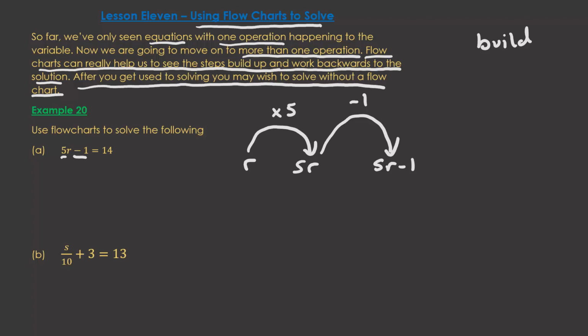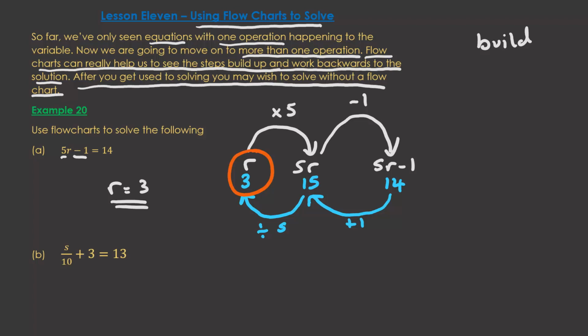What we then do is we work backwards from the 14. And we do the inverse operations. So the first thing to do is add 1, giving us 15. And then the inverse for multiplying by 5 is to divide by 5, giving us 3. And then we can read from here the answer. We can say r is equal to 3.